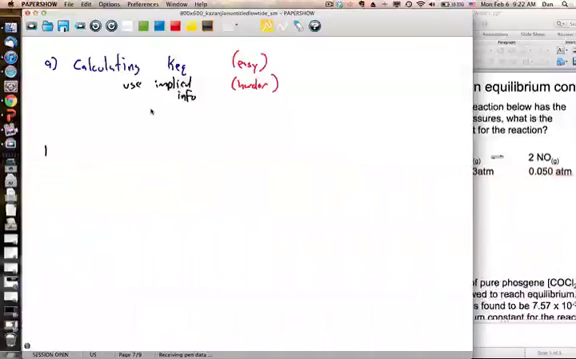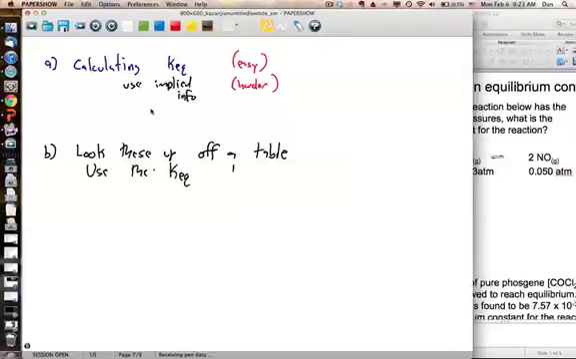More typically, though, what we care about is not calculating the equilibrium constant. We can often look these up off a table. And because we can look these up off a table, the real question is, use the equilibrium constant to predict concentrations at equilibrium. So this is more common.